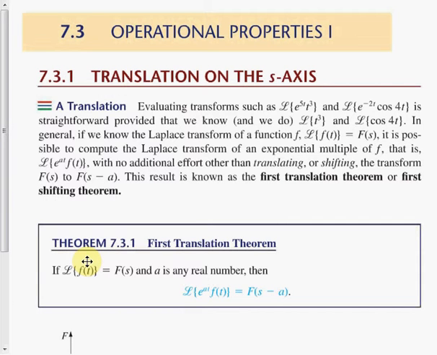7.3, operational properties. Here we'll talk about two main concepts. The first is called the first translation theorem, and the second one, the second translation theorem.